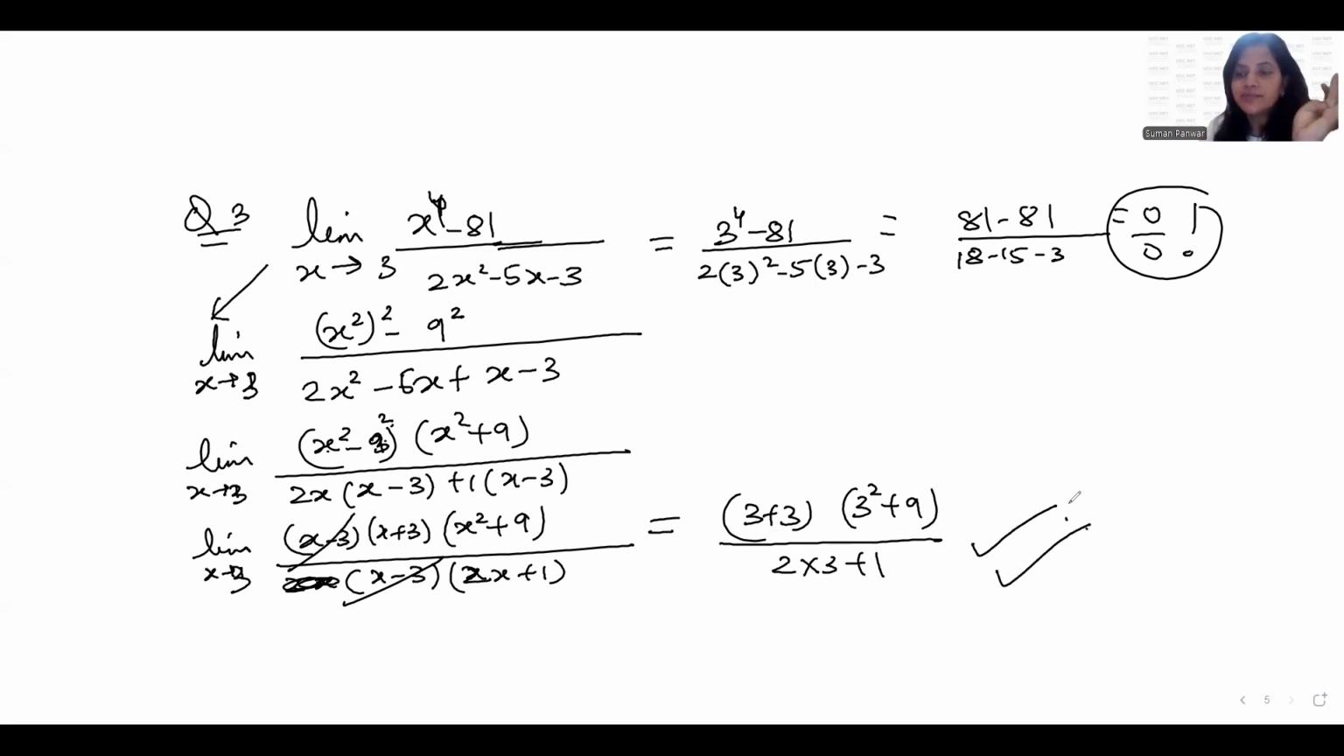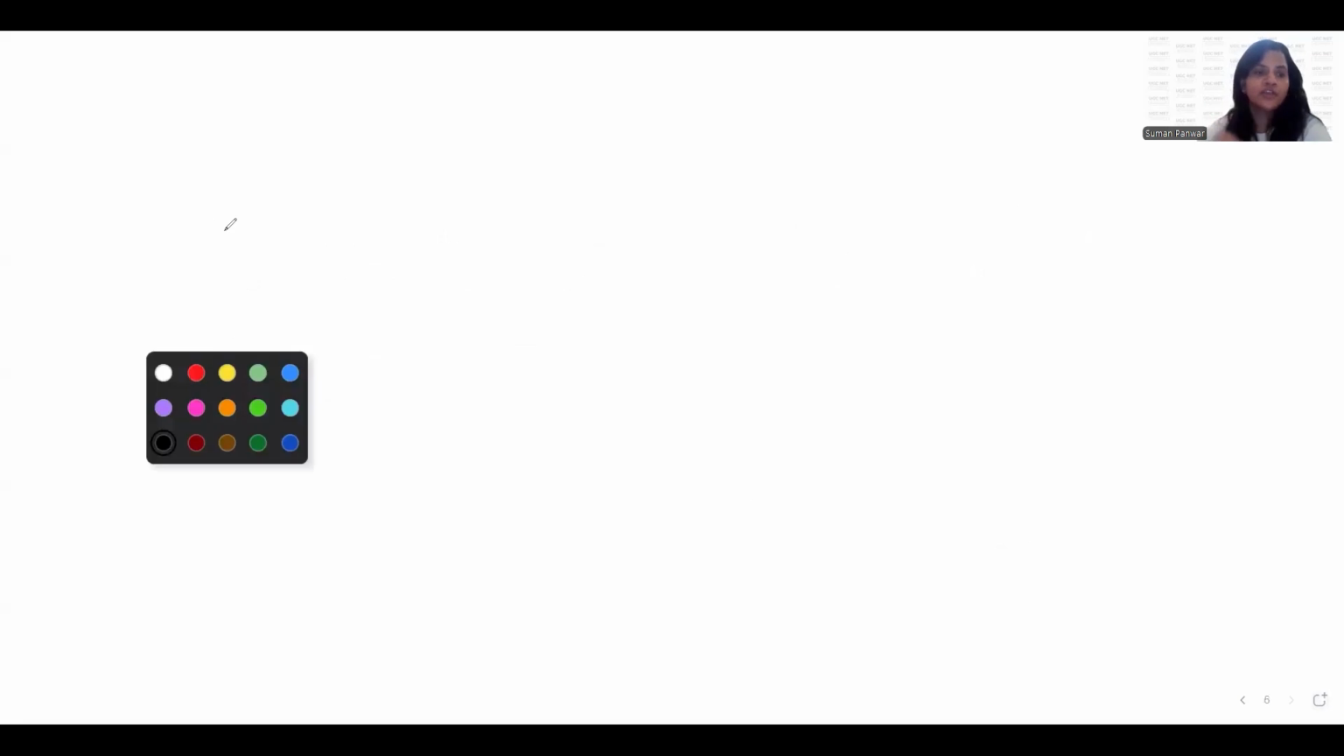So first is direct substitution. Second is factorization. Okay. Now what if you have square roots under consideration in your questions?